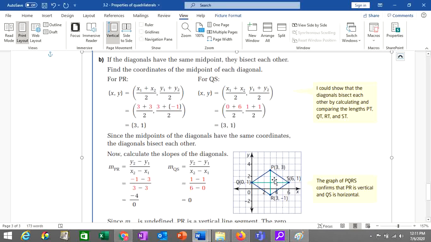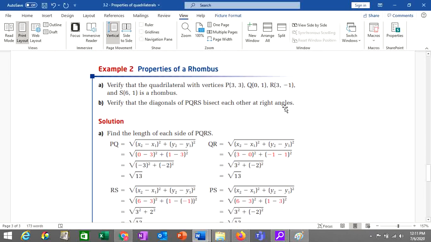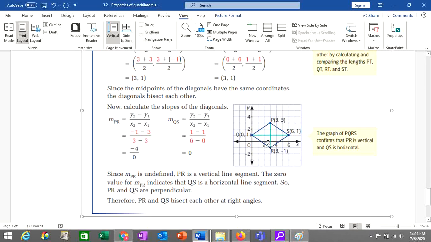Now all I've proven is that the diagonals bisect each other, but I have to prove that it is at right angles. So all I've got to do is find the slopes of these two lines. If the slopes are negative reciprocals of one another, then they will turn out to have a 90-degree angle. They will be perpendicular to each other.